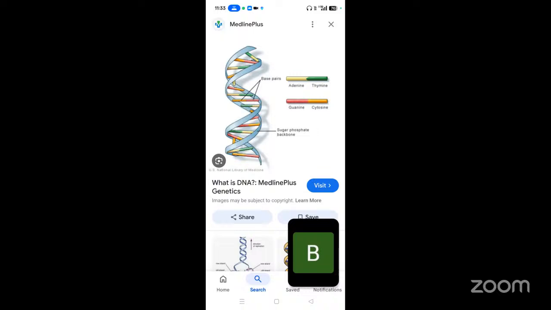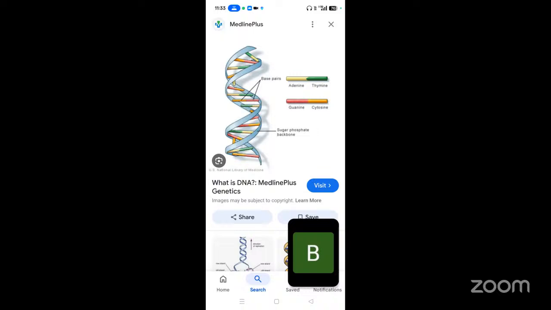Main functional aspects of DNA: genetic information storage. DNA encodes the instructions for the synthesis of proteins and functional RNA. The sequence of bases determines an organism's traits. DNA replication: the semi-conservative model ensures genetic continuity during cell division.